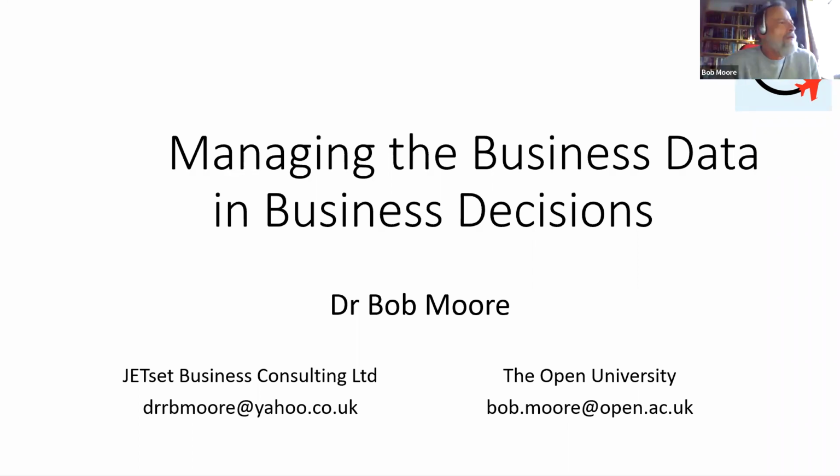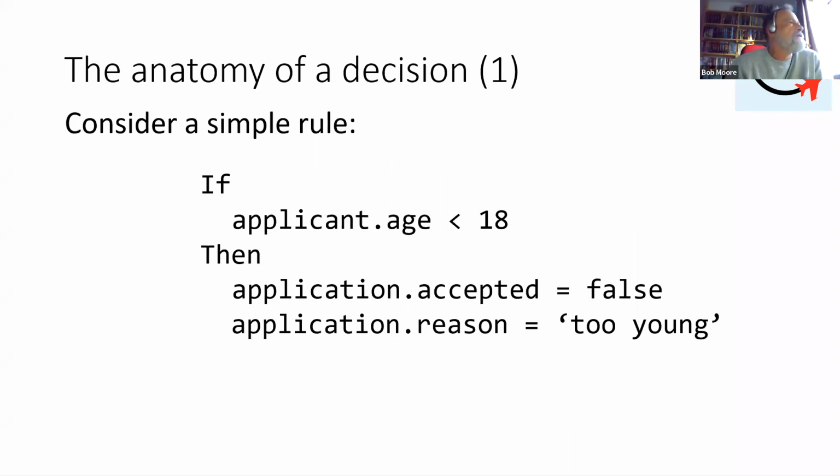Okay, well, hello, everybody. As Jacob says, the idea of this talk is to look at the idea of business data and how we might manage that. So in order to get started, the first thing I need to do is explain what I mean by business data. The simplest way of doing that is to have a look at some decisions. So let's have a look at a simple rule and try and figure out what the bits and pieces are of it. It's a very simple rule.